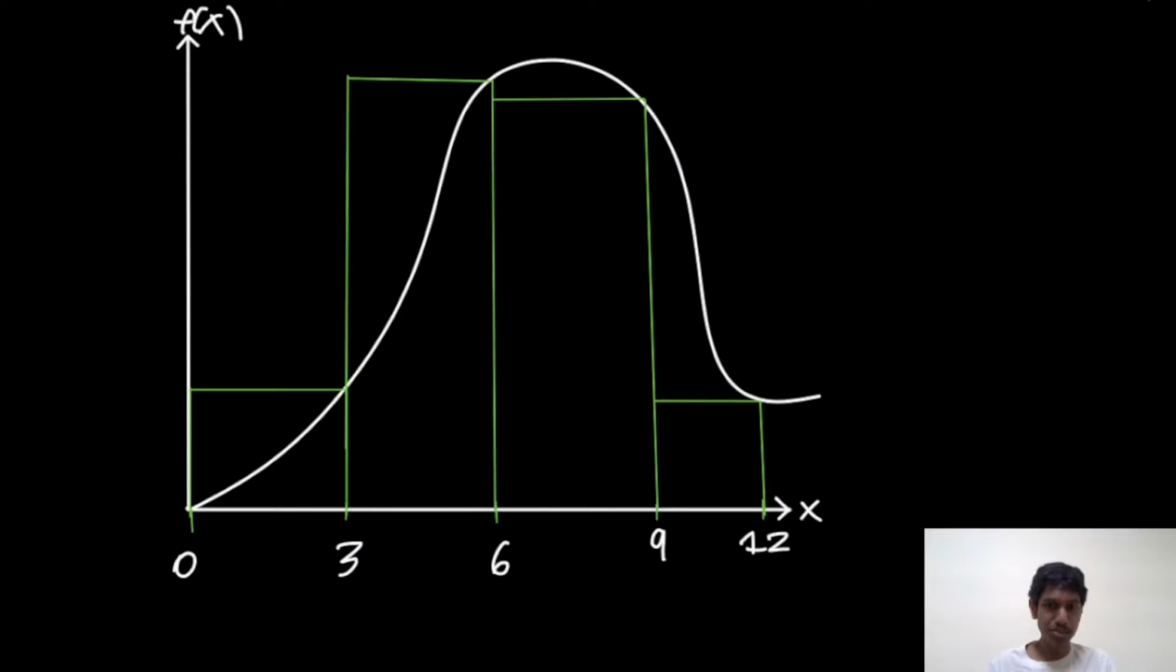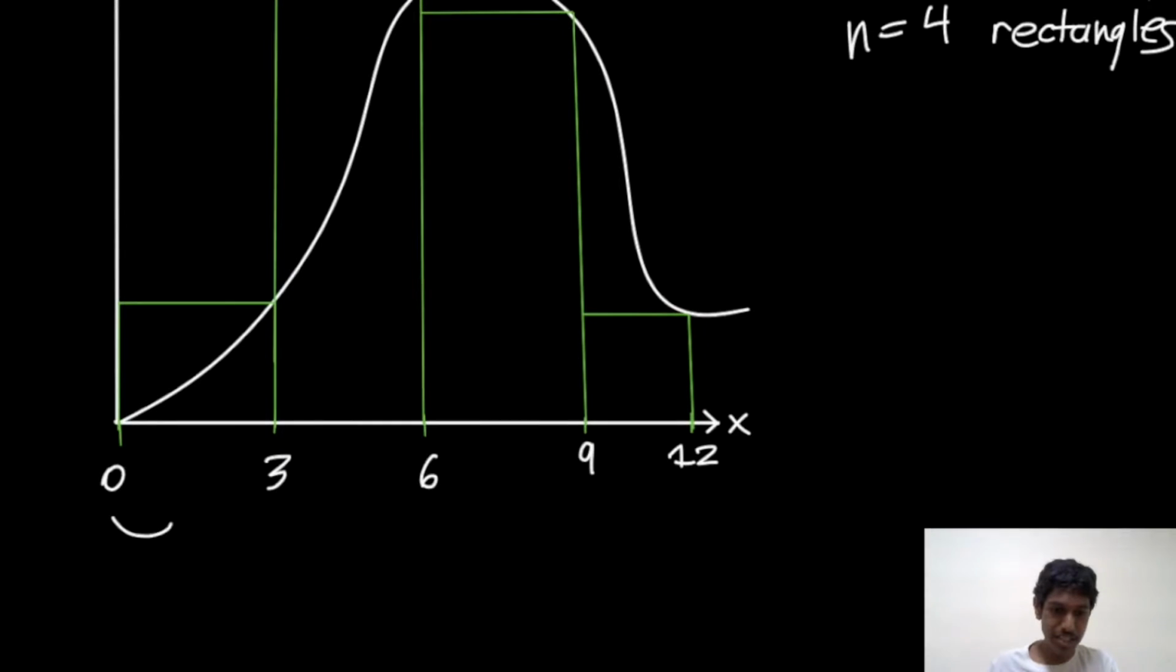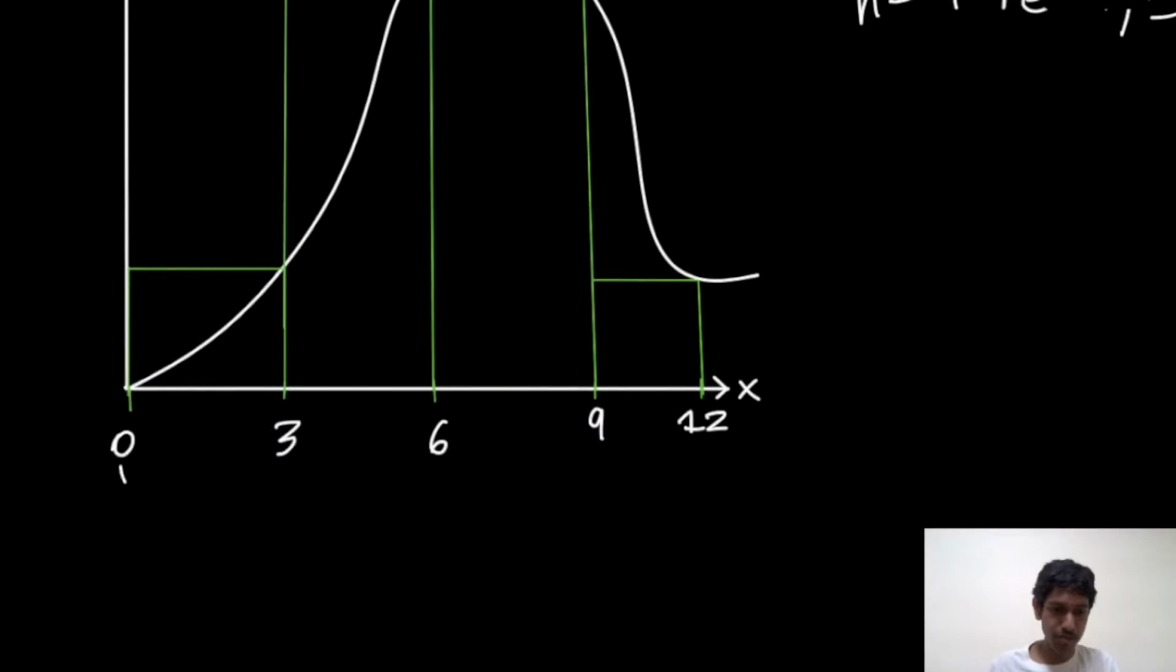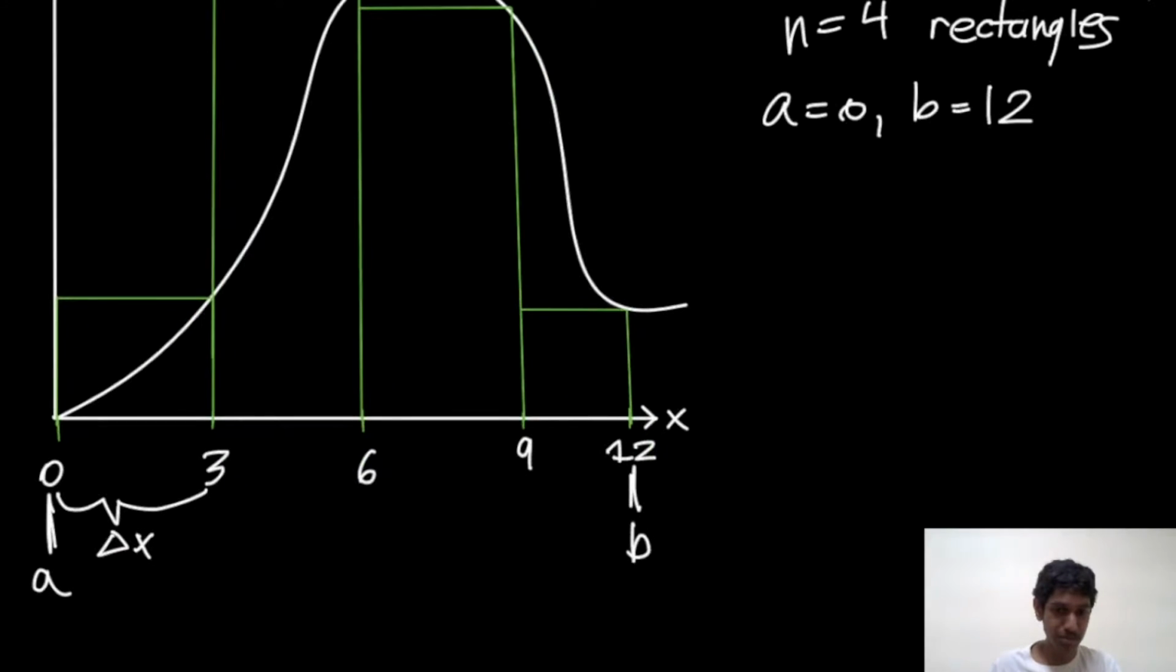So let's start with this approximation here of the area under a function. We can see that we've got n equals 4 rectangles, and each of them are 3 apart, going from a equals 0 to b equals 12. Each of these is 3 wide, and let's call this width delta x, because it's going to be the same for every single rectangle. That seems to be a sensible decision. So this is 3, and this length is 3, and so on.